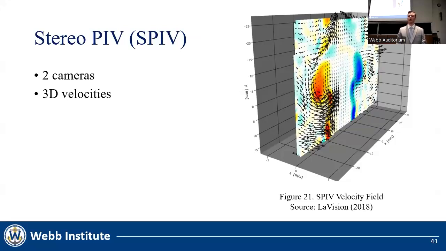Because the cameras view the area of interest from an angle, they're able to observe movement in the out-of-plane direction. An example of SPIV results is shown on the right. The size of the arrows is based on the magnitude of the velocity, and the color scheme is based on vorticity. As you can see, the result is a two-dimensional plane with three-dimensional velocities. We chose to use SPIV because of the ability to see these out-of-plane velocities. We hope that we might be able to observe the vortices created by the wavy leading edge.